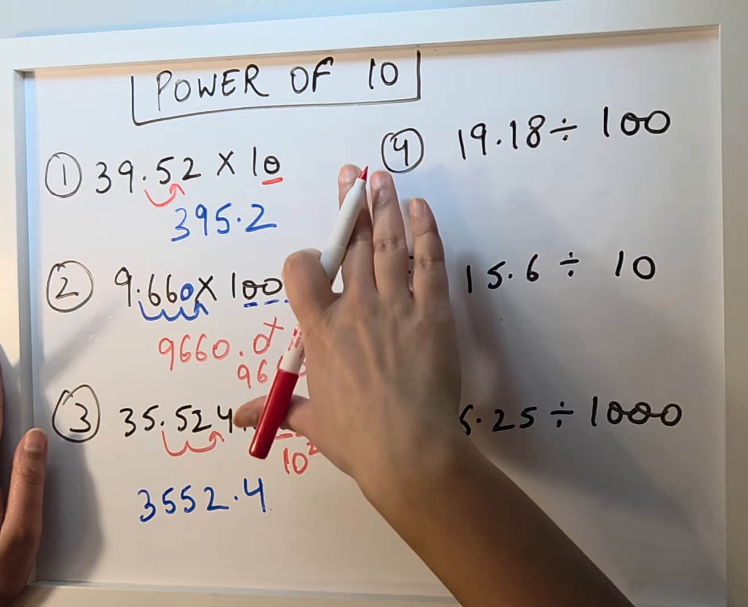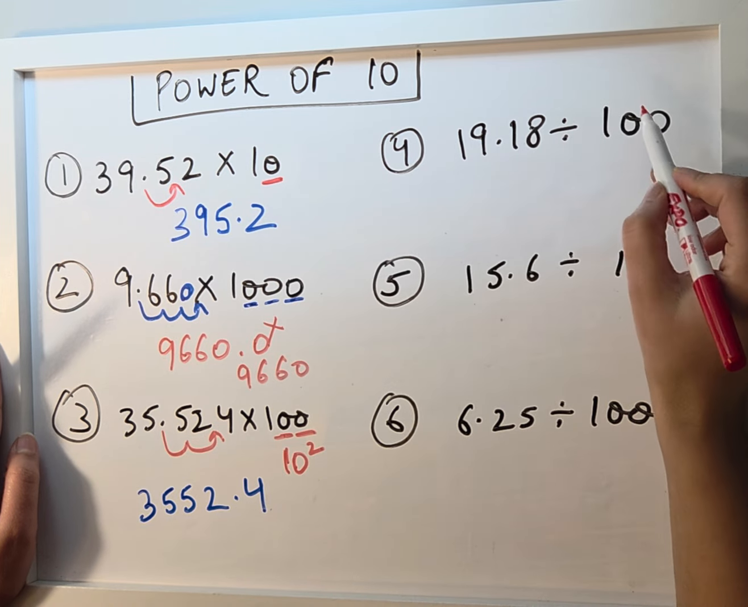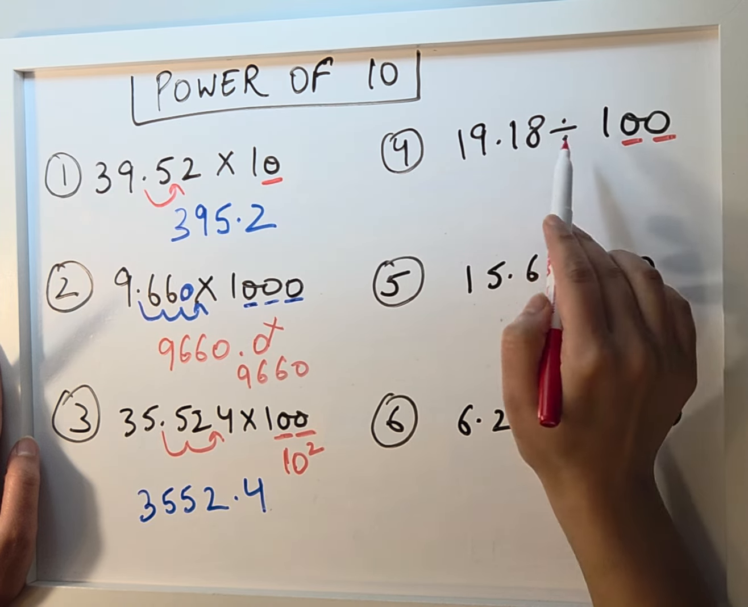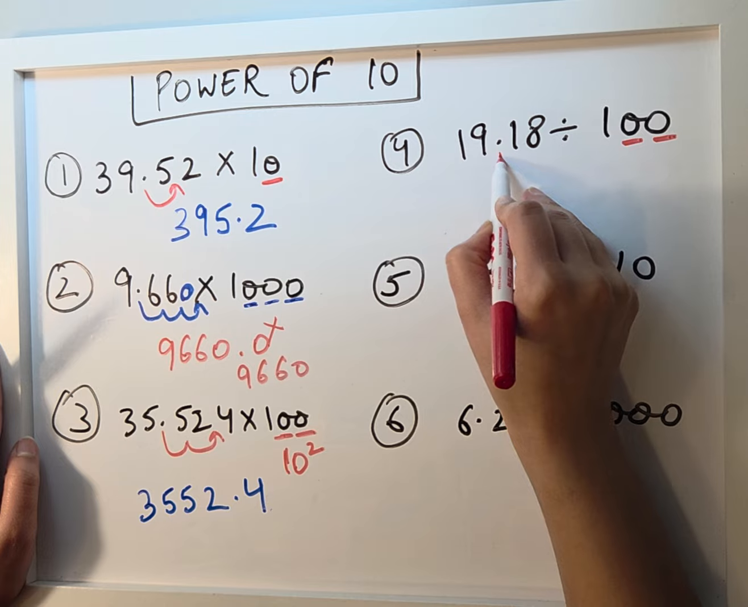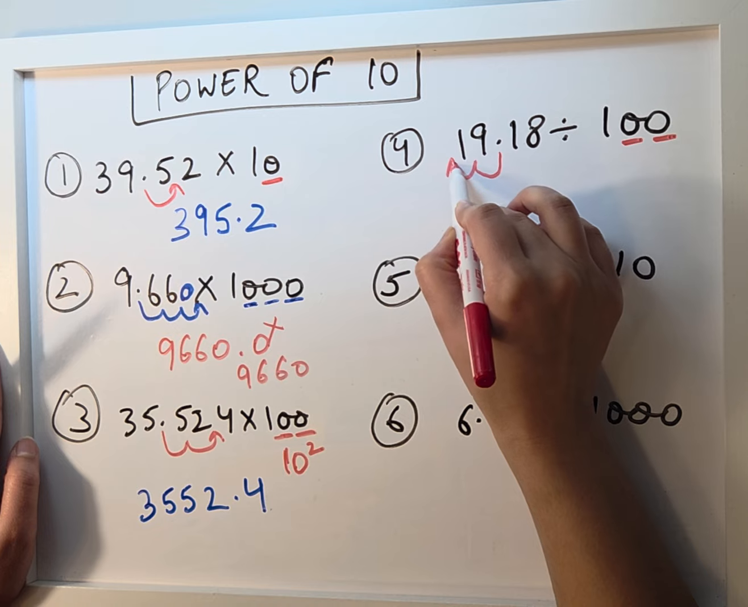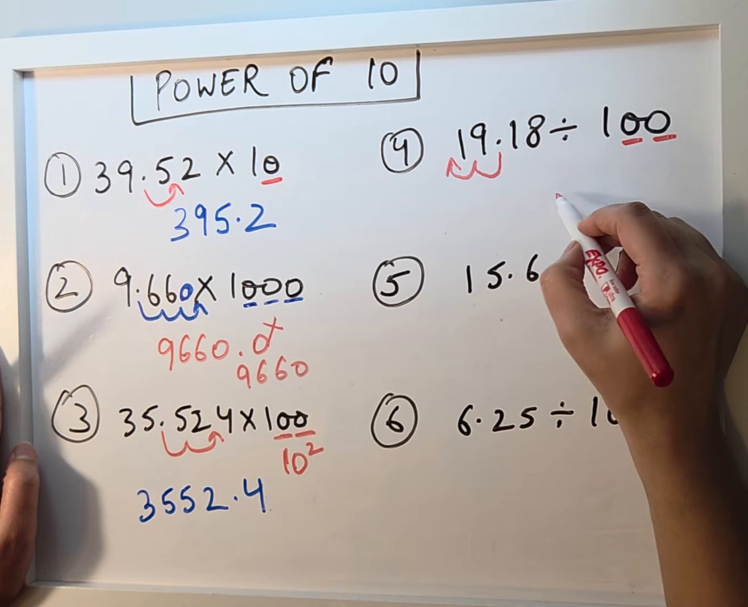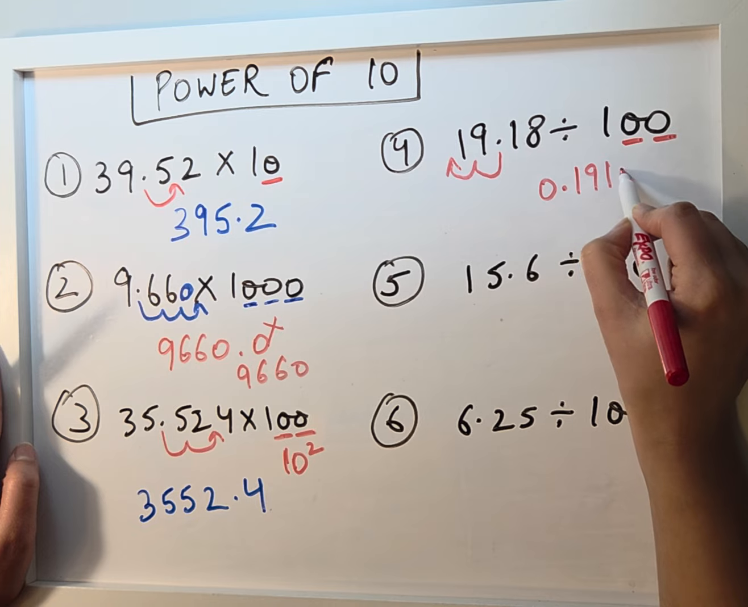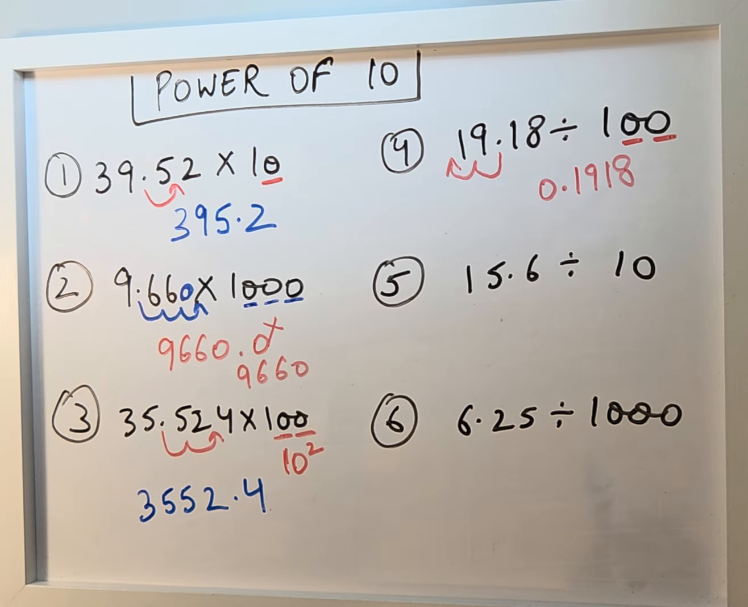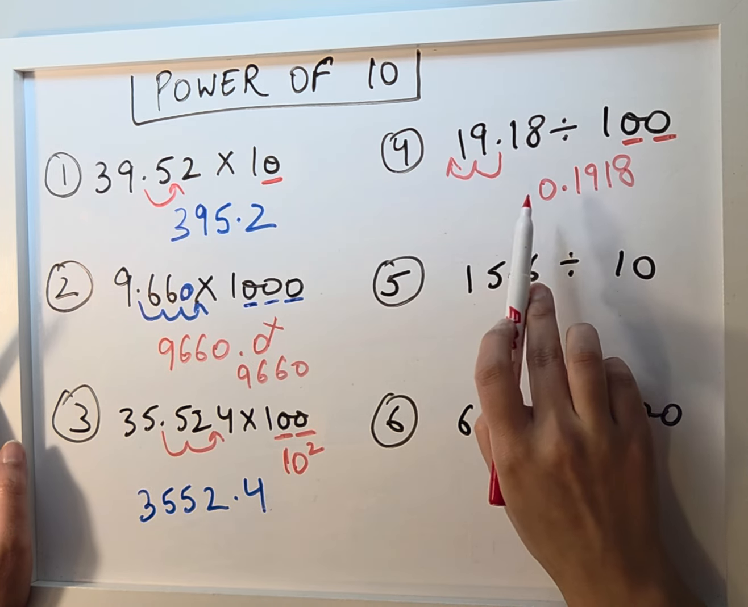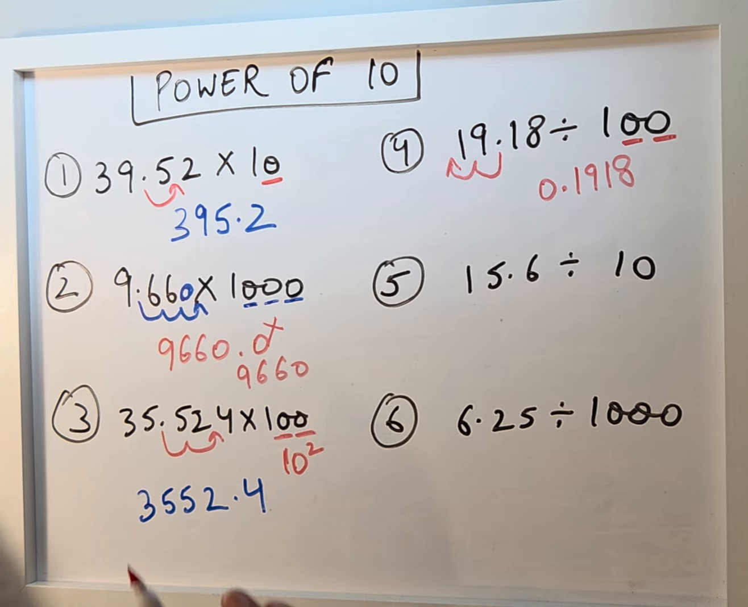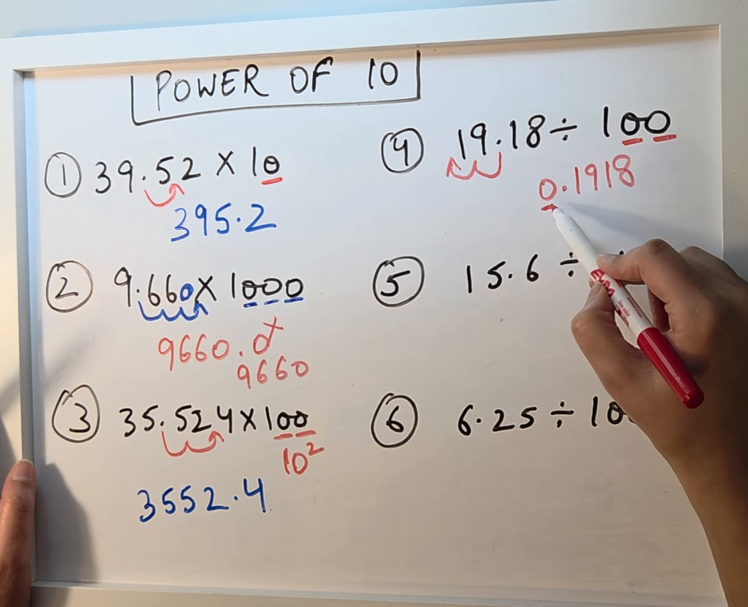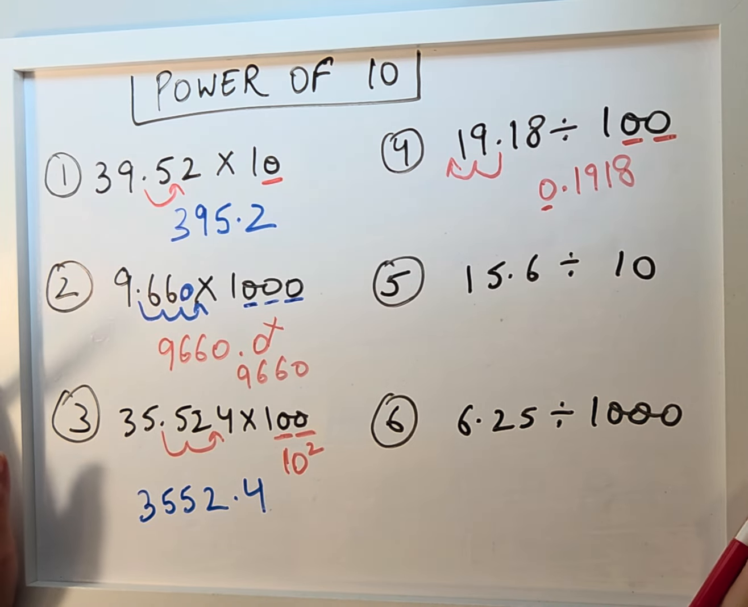Now on this side we are dividing the numbers, so the decimal will move towards the left. Again we have to see how many zeros we have here. We have 2, and the operation is division, so the decimal will move towards the left. So what do we get? 0.1918. Whenever there's nothing before the decimal, we just add 0, because it doesn't add or decrease the value of the number.